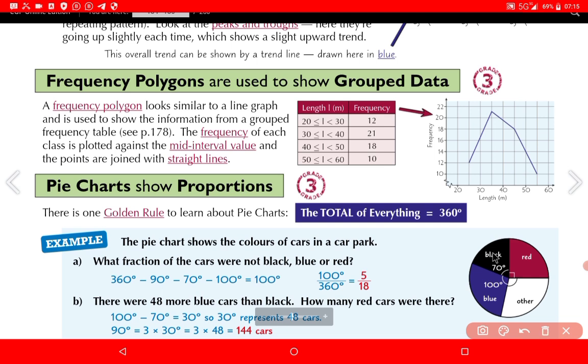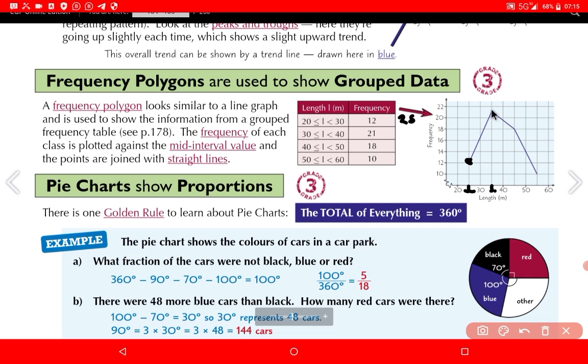Remember the mid value, how do you find the mid value? This plus this, divided by 2. So 20 plus 30 divided by 2 gives us 25, which is the value which comes here. So here they plotted 25, 12. This is the point that they had here. 30 plus 40 divided by 2, you get 35, which is the value that is here. So 35, 21, which is the point which is here.